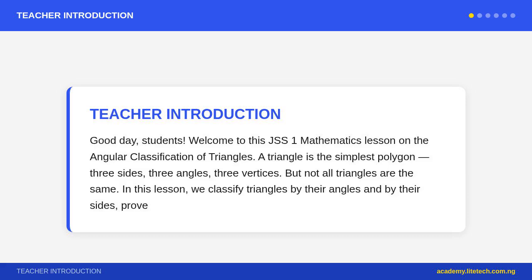By the end of this lesson, you will be able to classify triangles as acute-angled, right-angled, or obtuse-angled, classify triangles as equilateral, isosceles, or scalene, prove that the angle sum of a triangle is 180 degrees, apply the exterior angle theorem, and solve multi-step problems involving triangle angles.